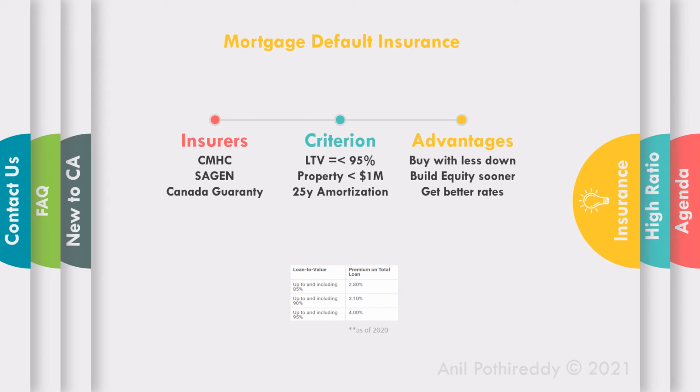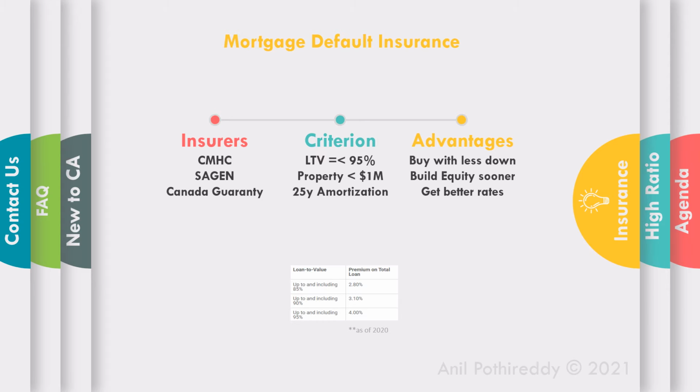So here we have a table which gives you the premium amount. So if you're doing absolute low down payment, that's somewhere between 5 and 10%, your premium is 4% of the mortgage amount. Likewise, if you're between 85 to 90%, your premium is 3.1%. So there is a little benefit. You get reduced premium if you're increasing your down payment. So typically you see a big jump from 4 to 3.1 if you can stretch your down payment to 10%. So this is something to consider.